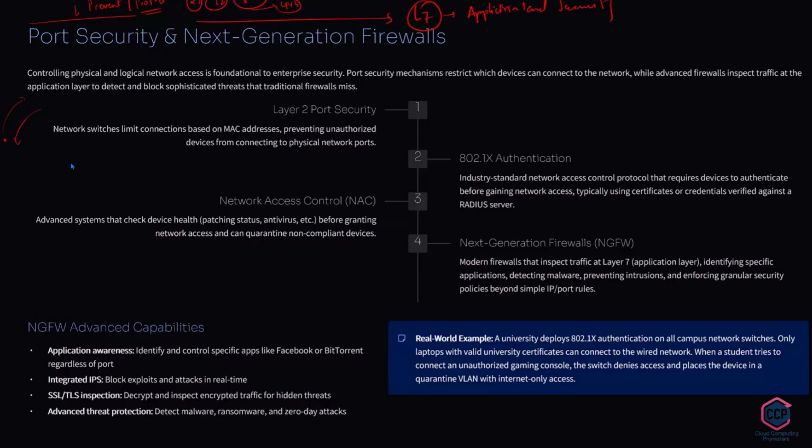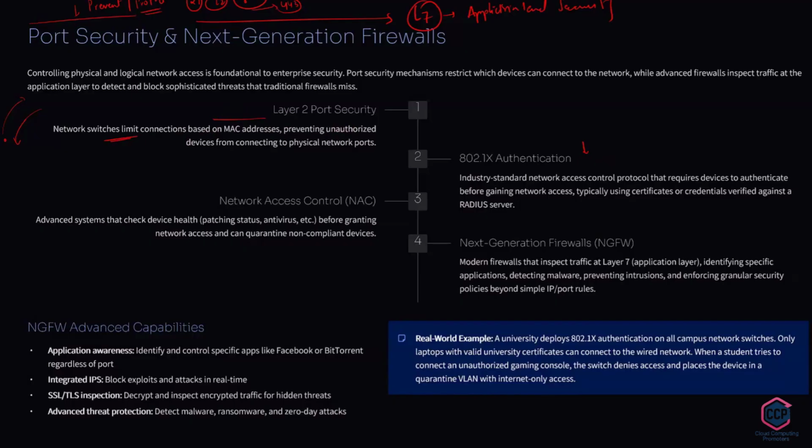So in layer 2 security, we have port security, where network switches limit connections based on MAC address, preventing unauthorized devices from connecting to physical networks. Here, this is the authentication used for our network, where we have credentials on the server, right?